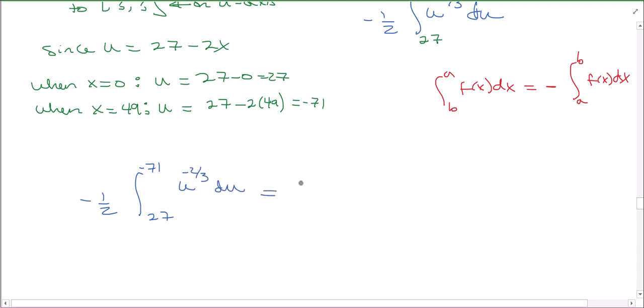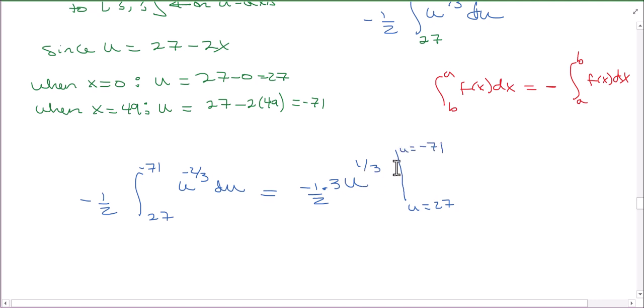So what do we do? We add 1 to the exponent, so it will be u to the negative 2/3 plus 1, so it will be negative 2/3 plus 3/3. So to the 1/3 divided by 1/3 is the same thing as multiplying by 3. And I don't do a plus c because this is a definite integral. So now I have from u equals 27 to u equals negative 71.